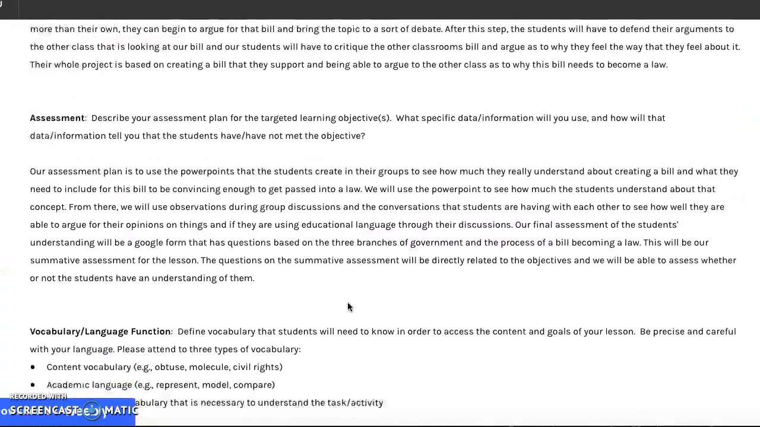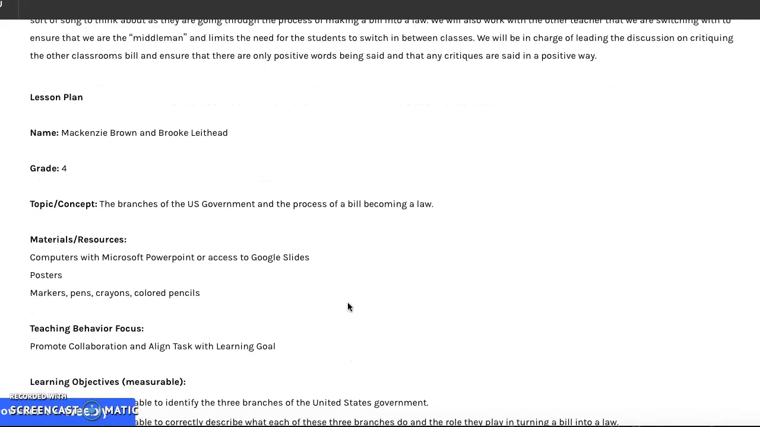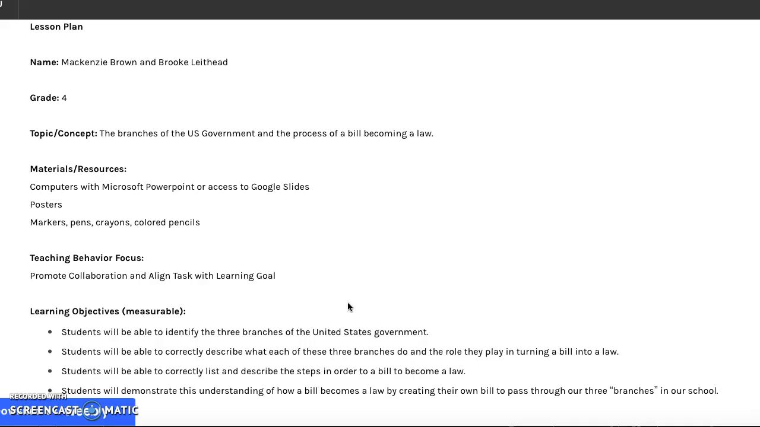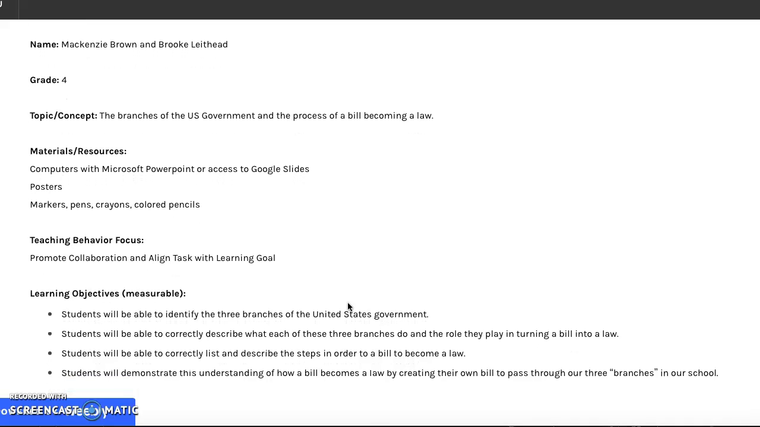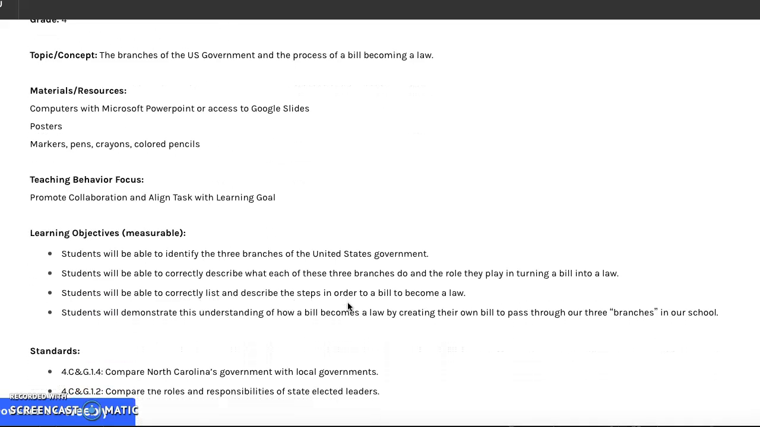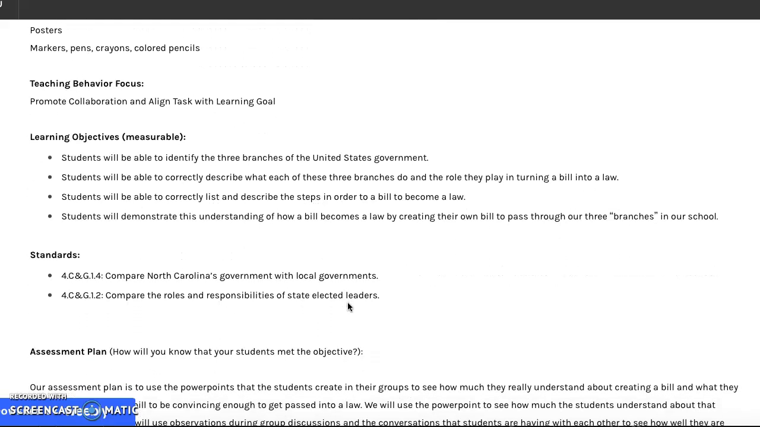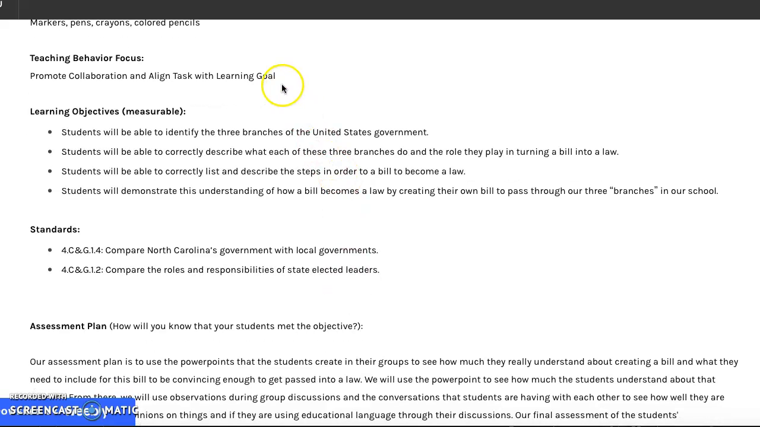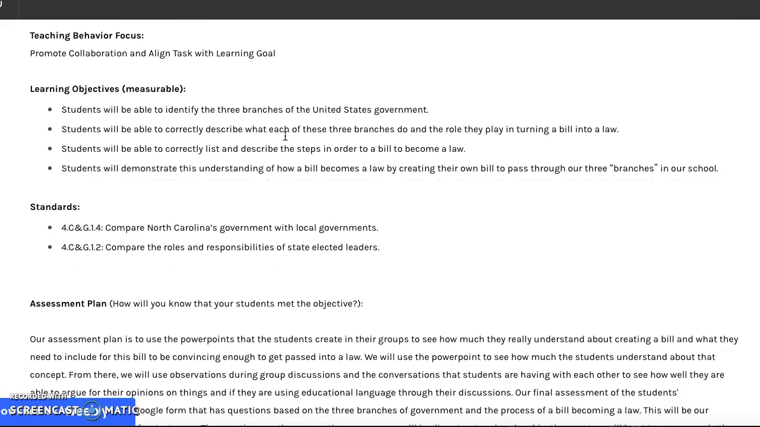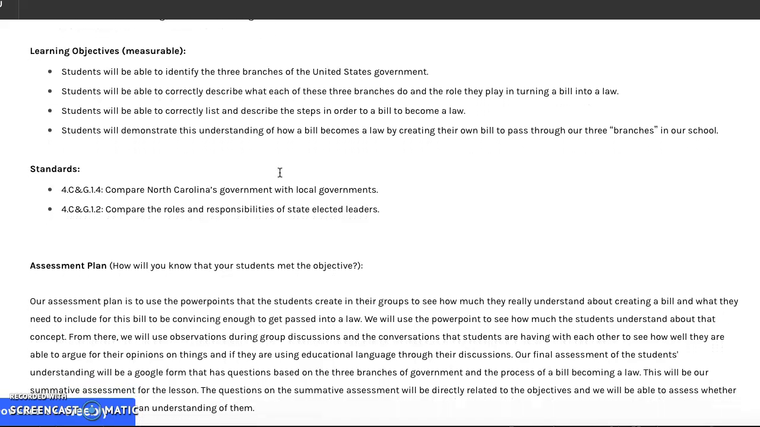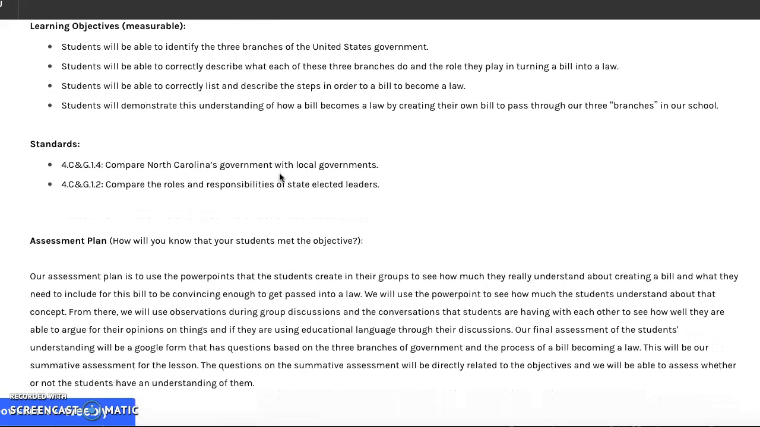In our lesson plan, we're teaching to fourth grade, and the topic or concept is the branches of the U.S. government and the process of a bill becoming a law. Our teaching behavior focus was to promote collaboration and align the task with the learning goal. And the learning objectives were students will be able to identify the three branches of the United States government, correctly describe what each of them do, list the steps of a bill becoming a law, and demonstrate their understanding of that process.